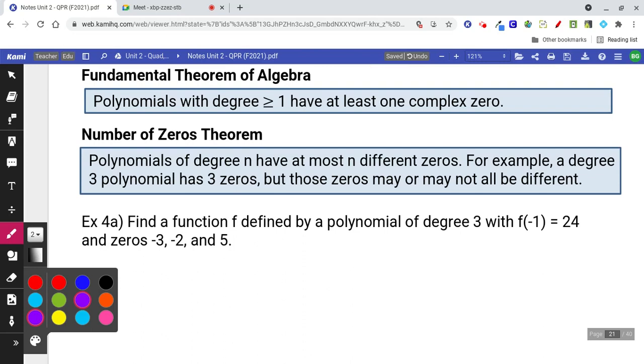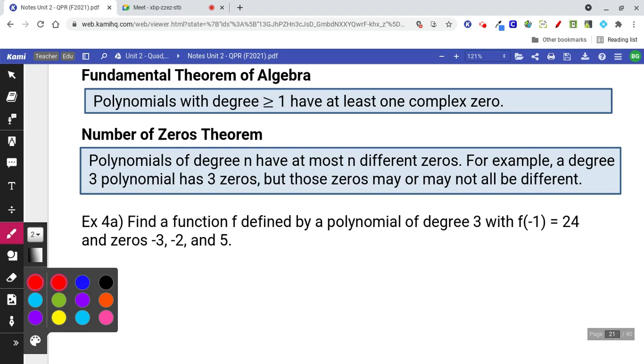Fundamental theorem of algebra. Polynomials with degree of at least 1 have at least one complex 0. That's kind of harder to understand, I think, than the number of zeros theorem. Polynomials of degree n have at most n different zeros. For example, a degree 3 polynomial has 3 zeros, but those zeros may or may not be different. So that's kind of what we hinted at earlier.